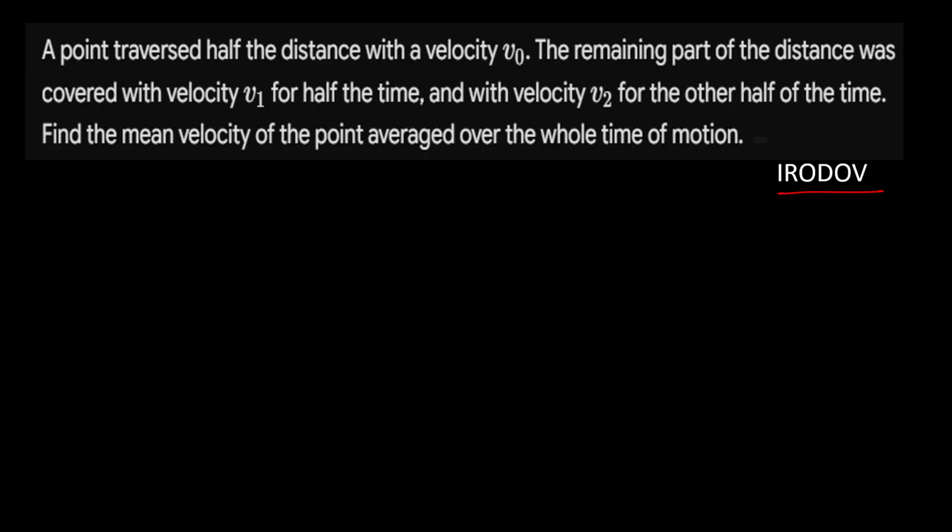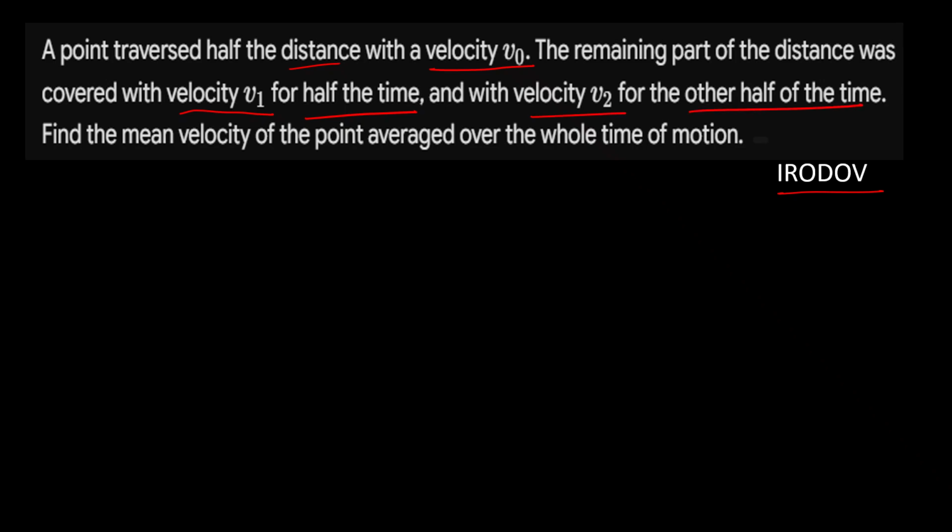The problem states, a point traversed half the distance with a velocity v0. This means the first segment of the journey is defined by distance and speed. Next, it says, the remaining part of the distance was covered with velocity v1 for half the time, and with velocity v2 for the other half of the time.